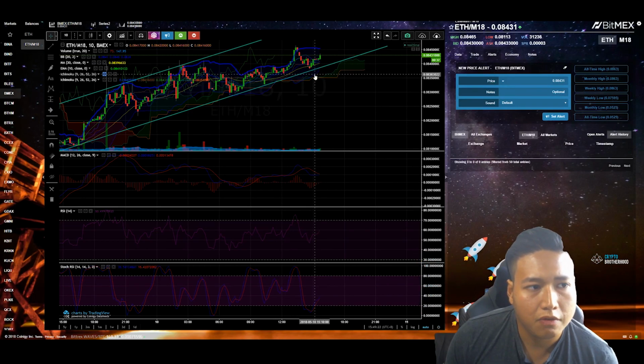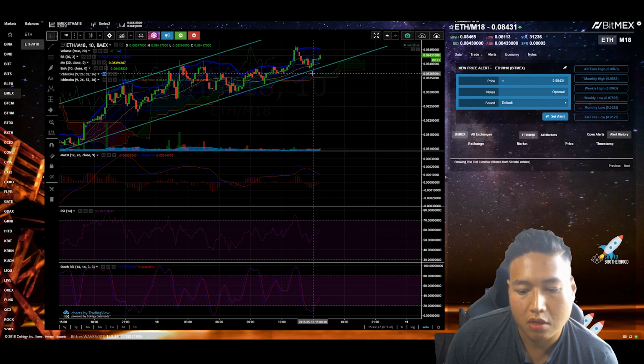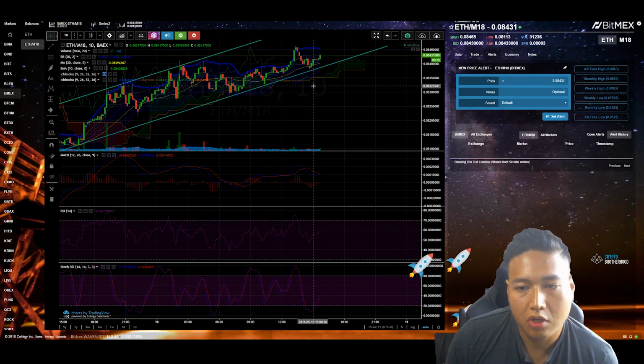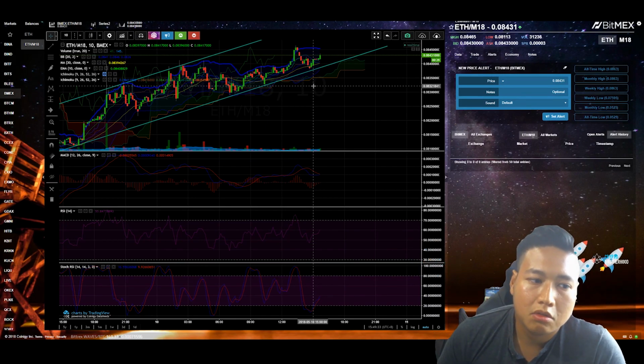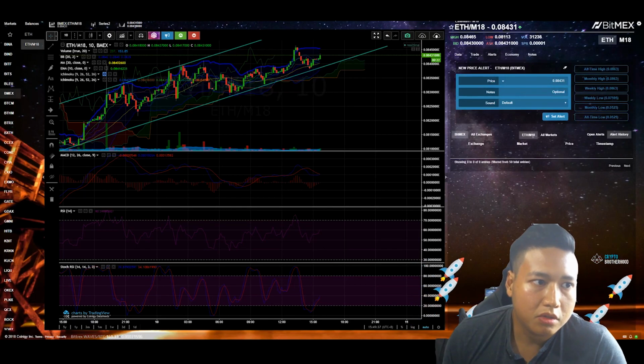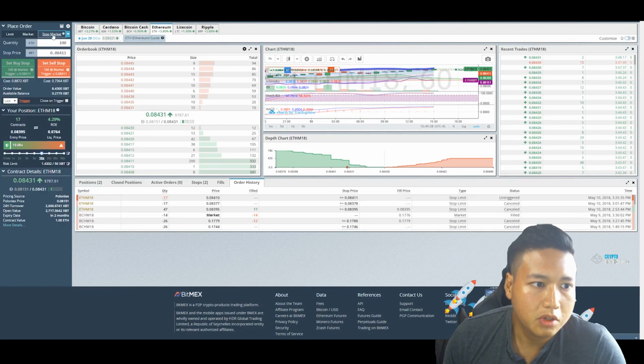So to be safe, if you don't want that to happen, you could set a stop loss at market price. So once it triggers that price, you just exit all your position at whatever the market price is. So you use here stop market.